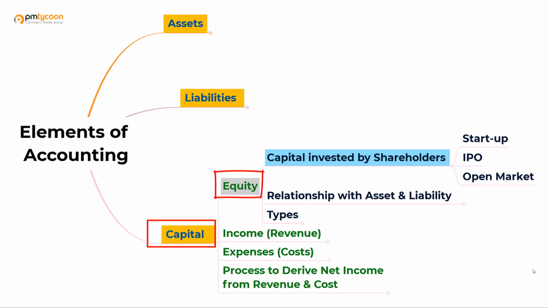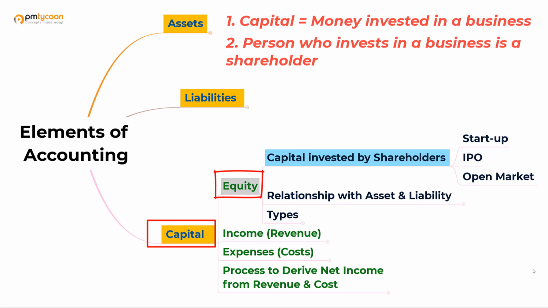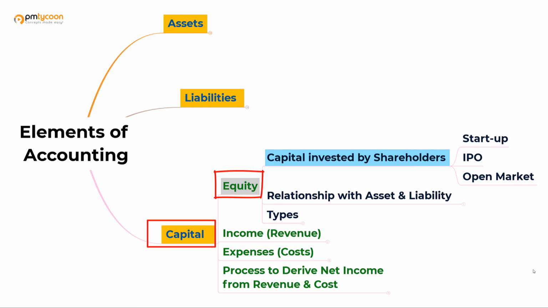To start a business, we need capital, right? Capital in simple terms means money. A person who invests in a business will become a shareholder and owns a part of that company. Equity is nothing but the money that has been invested by a shareholder. Okay. And there could be many shareholders for a company.